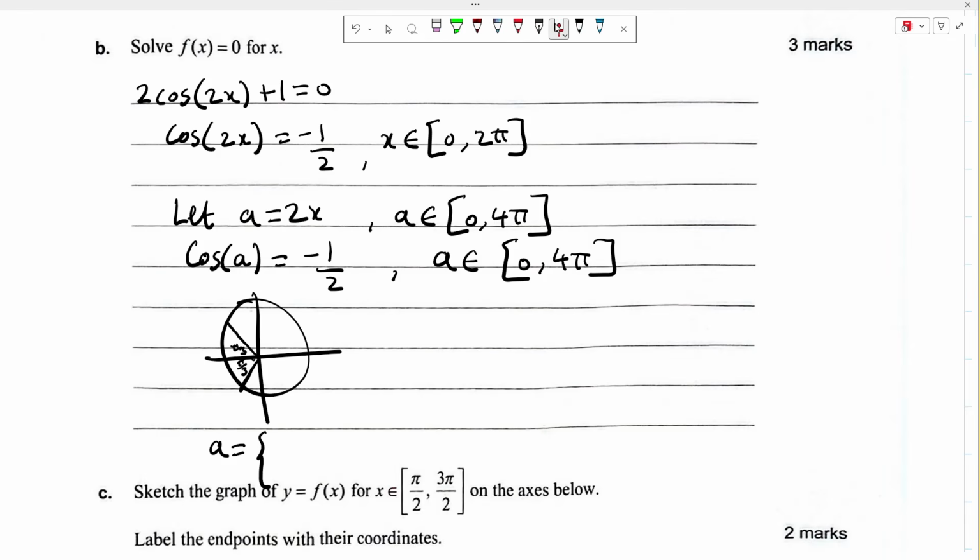Right, so let's see what we get. We have 1 pi on 3, 2 pi on 3, that's one of our solutions for a. 3 pi on 3, 4 pi on 3 is a solution. 5 pi on 3, 6 pi on 3, 7 pi on 3, 8 pi on 3. That's a solution. 9 pi on 3, 10 pi on 3.